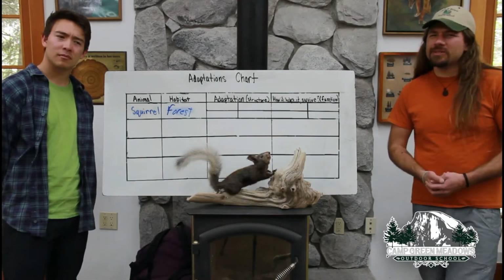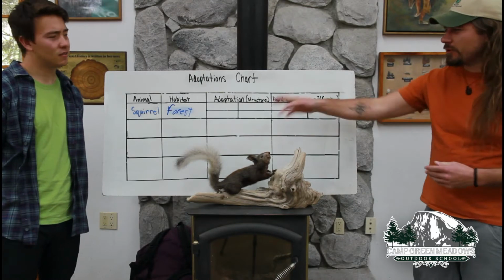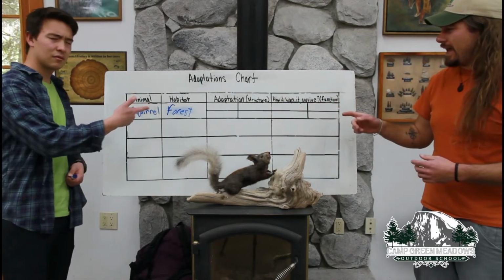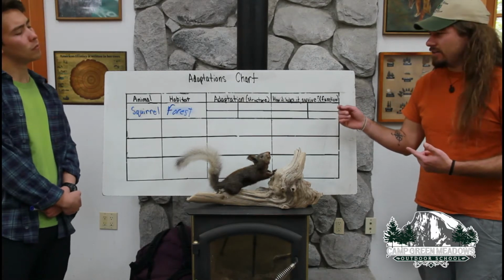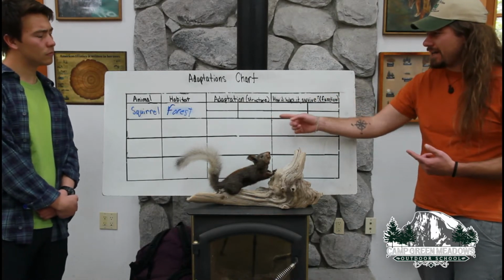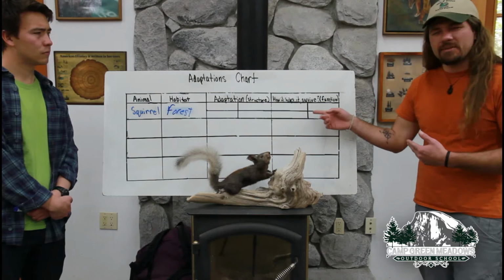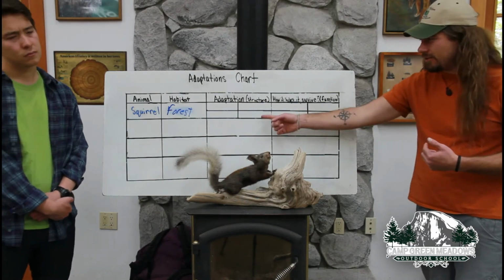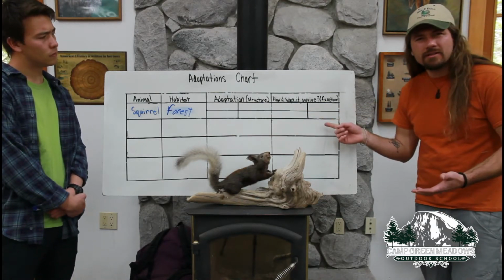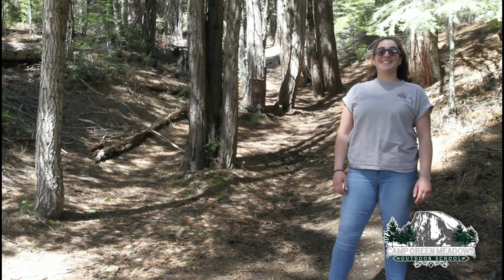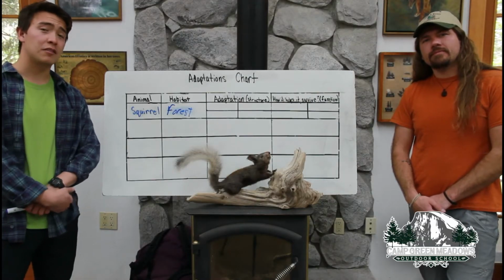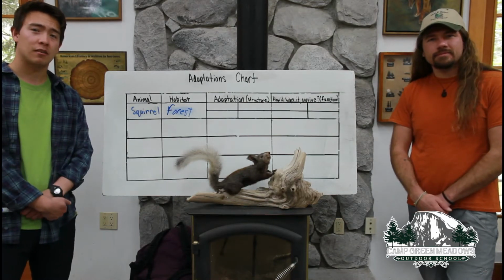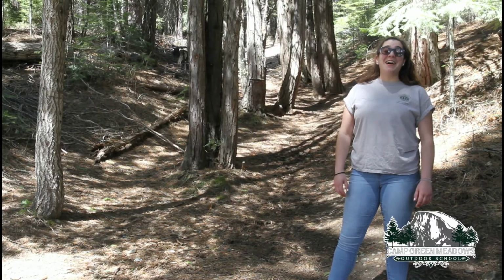Oh, that's really interesting. So the fur is an adaptation that helps it survive by camouflage, and the claws are an adaptation that help it survive by climbing trees, and the tail is for balance? Exactly, you got that right, Tundra. All right, thanks so much, Glacier, for helping us out. Anytime, we'll see you soon.